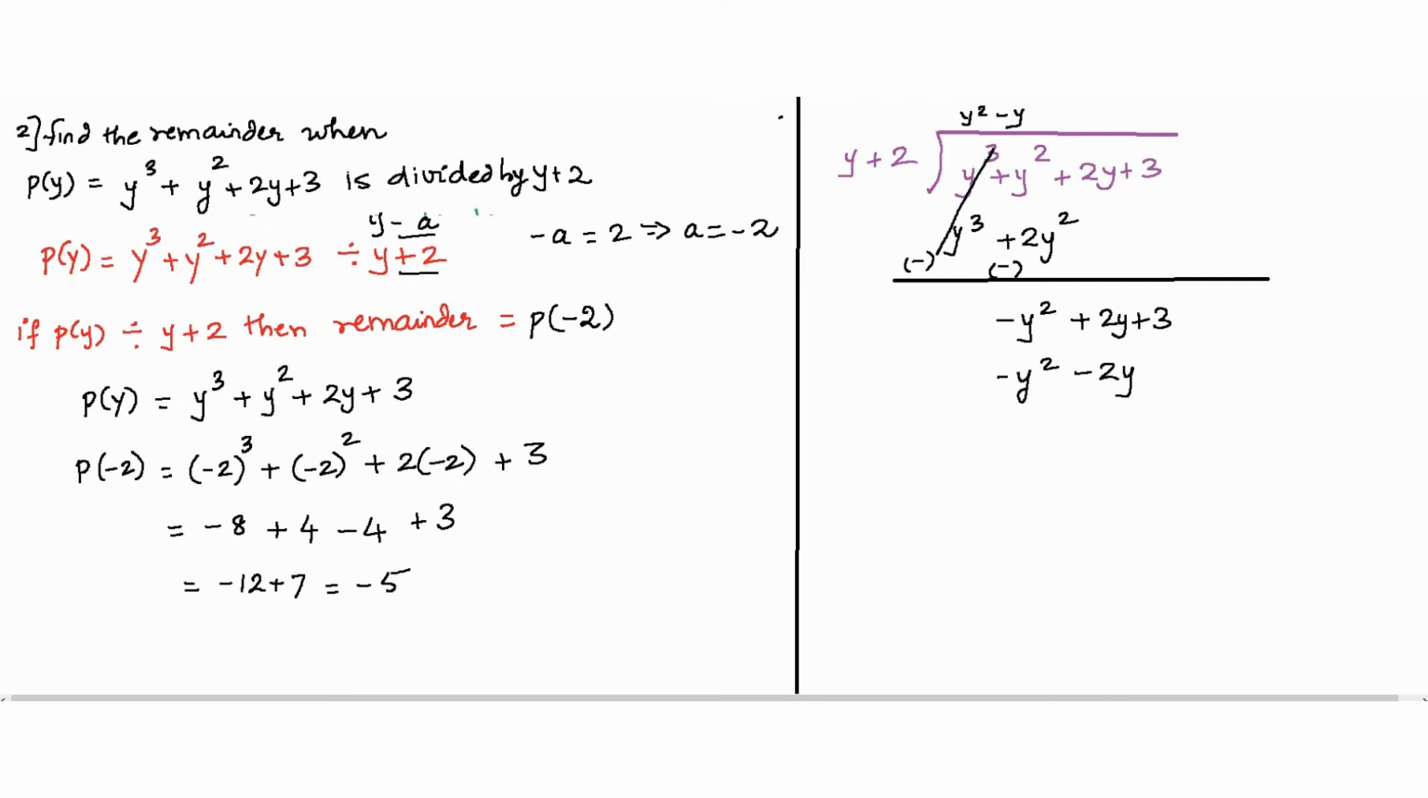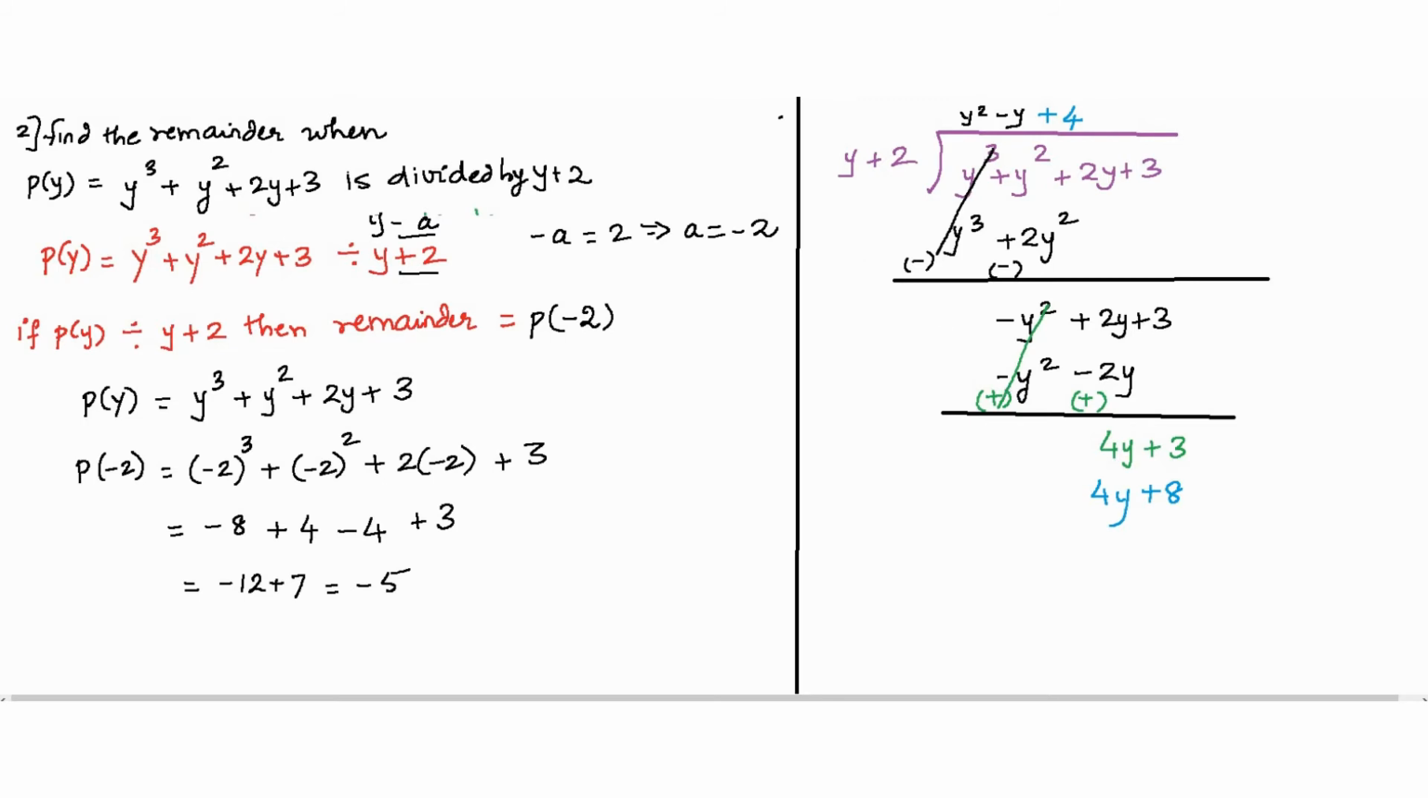And now again when I subtract, let's see what happens. So the signs of the second row will change, which means it becomes positive and positive. So minus y square plus y square cancels and 2y plus 2y becomes 4y plus 3. Now let's use y to get rid of 4y. So let's see what can be done. Y multiplied by 4 is going to give me 4y. And 2 multiplied by 4 is going to give me 8.